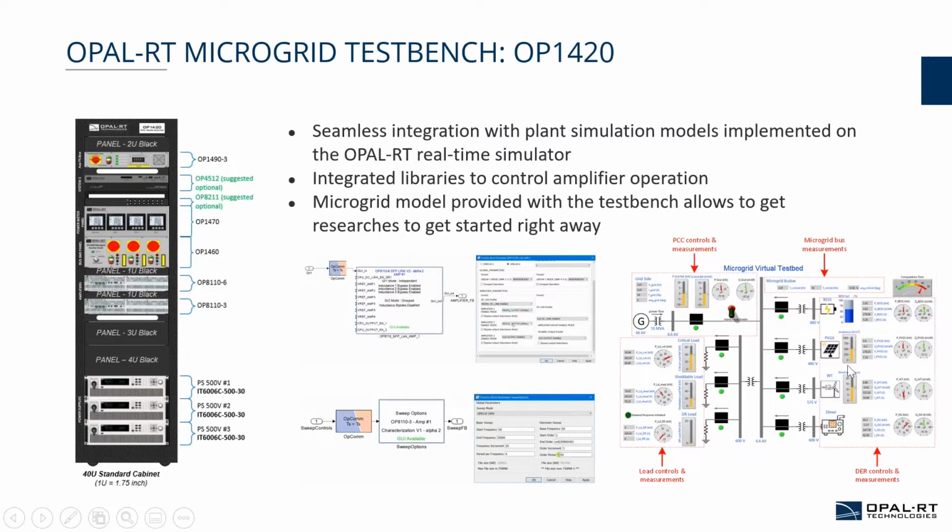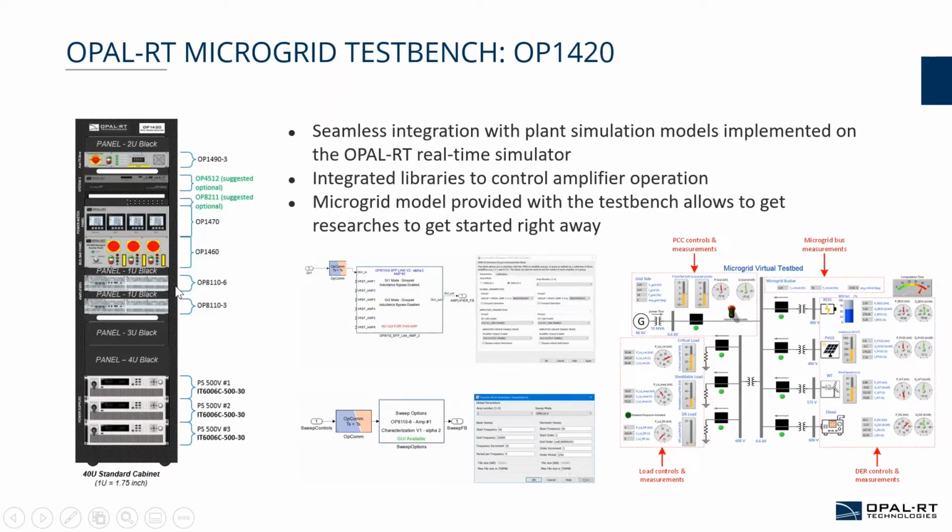You also have a microgrid model which is provided to users with an OP-1420, so that it allows users to have a kickstart and directly start with their research work, either modifying the microgrid model that is provided to them as per their requirement, or developing a model from scratch. Essentially, any model that can be developed on the Opal-RT real-time simulator can be emulated with the help of the power amplifier, which is present in the OP-1420 test bench.